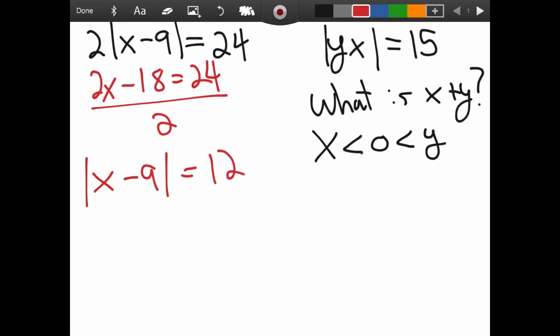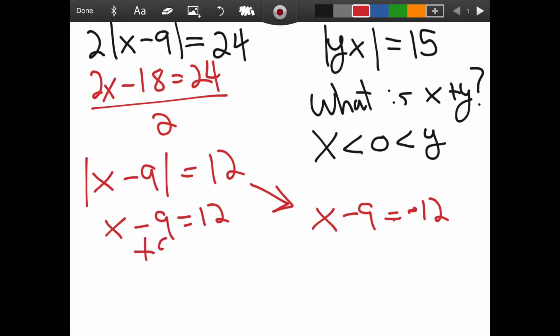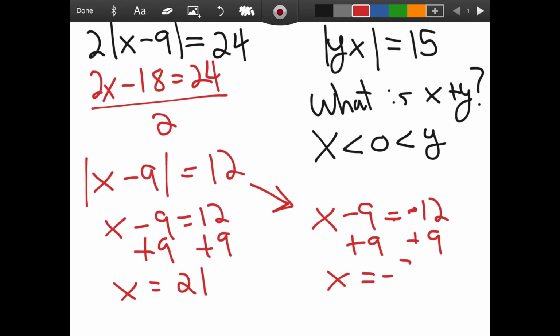Now the third rule, if you look on your sheet, is to make two equations. So what we're going to do is rewrite this first as x minus 9 equals -12, and x minus 9 equals 12. So I add 9 to this side, I get x equals 21, and when I do the same to this side, I get x equals -3.